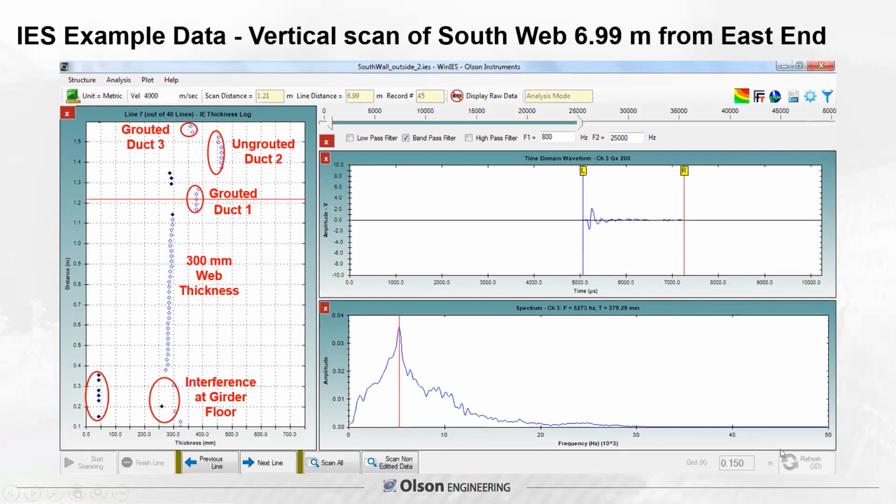And this is one scan up the wall, about 7 meters from the east end, looking for internal duct conditions. There's interferences at the girder floor because of access, but nominally the 300 millimeter, 12-inch wall thickness was fairly clear. There were shifts in both places where we felt the ducts were grouted, but a greater shift occurred at the ungrouted duct location. Again, there's the signal, there's the peak from a grouted duct area.